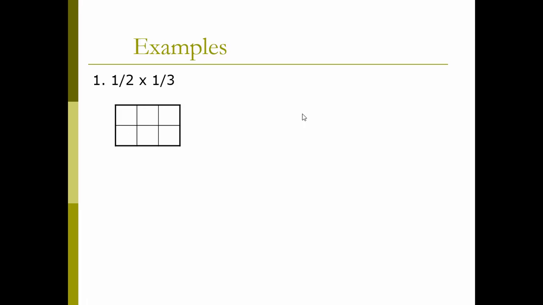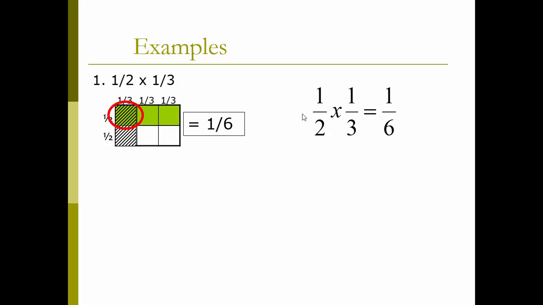So now we have our array method. We want to go ahead and simply shade. So we're talking with rows first. 1/2, we're going to pick and shade. So I shaded the top half again. So we are shading 1/2. And we're multiplying it times 1/3. So we are only shading 1 of the 1/3. And as we do so, we will result in a double shaded area, which gives us our answer, 1/6. 1/2 times 1/3 is equal to 1/6.